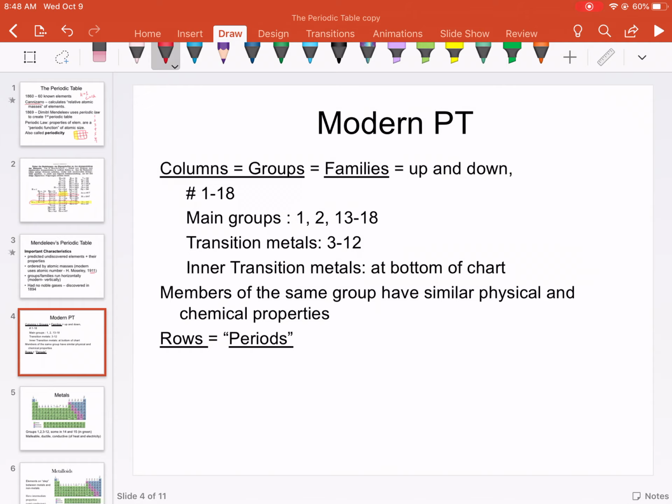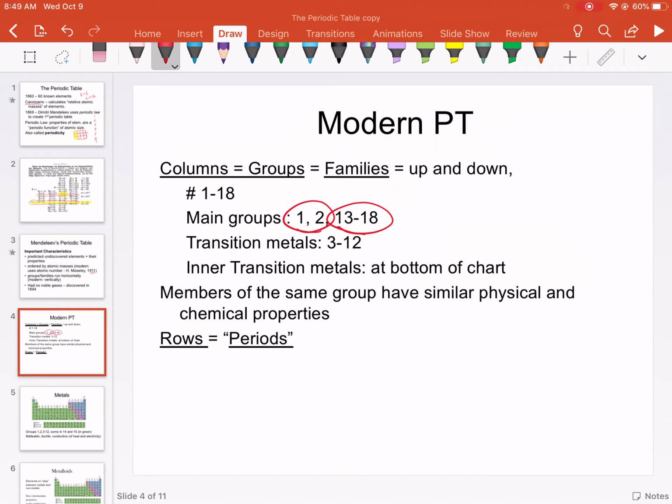A couple different ways the periodic table can be sliced up. One is to refer to the S and P blocks. So groups 1 and 2 would be the S block, and groups 13 through 18 would be the P block. Those are sometimes called the main group elements. And then the transition metals fall in between. So that's basically the D block.